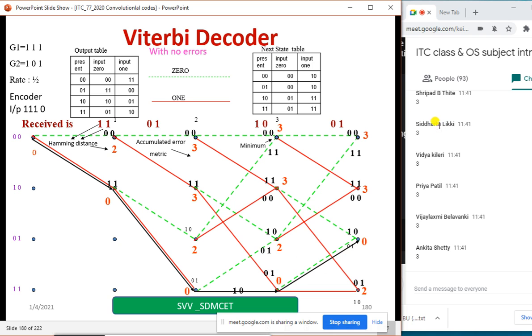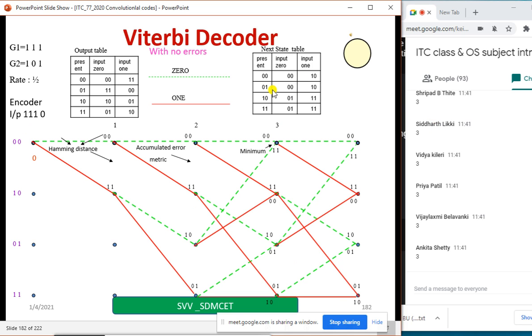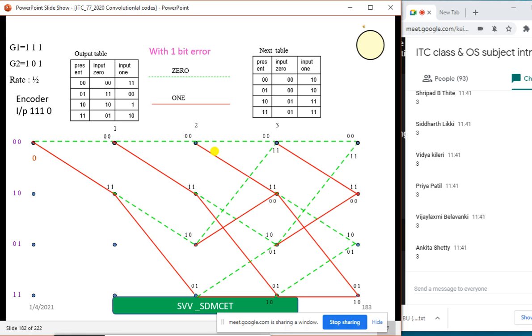So let me take another example. Now, with no errors, the same thing I just told. Let us take some error. That time what will happen? So take a 1-bit error. What is the error, sir? Now this one I have highlighted. It was 0, I have made it a 1. How will the Viterbi decoder detect this as 1110?